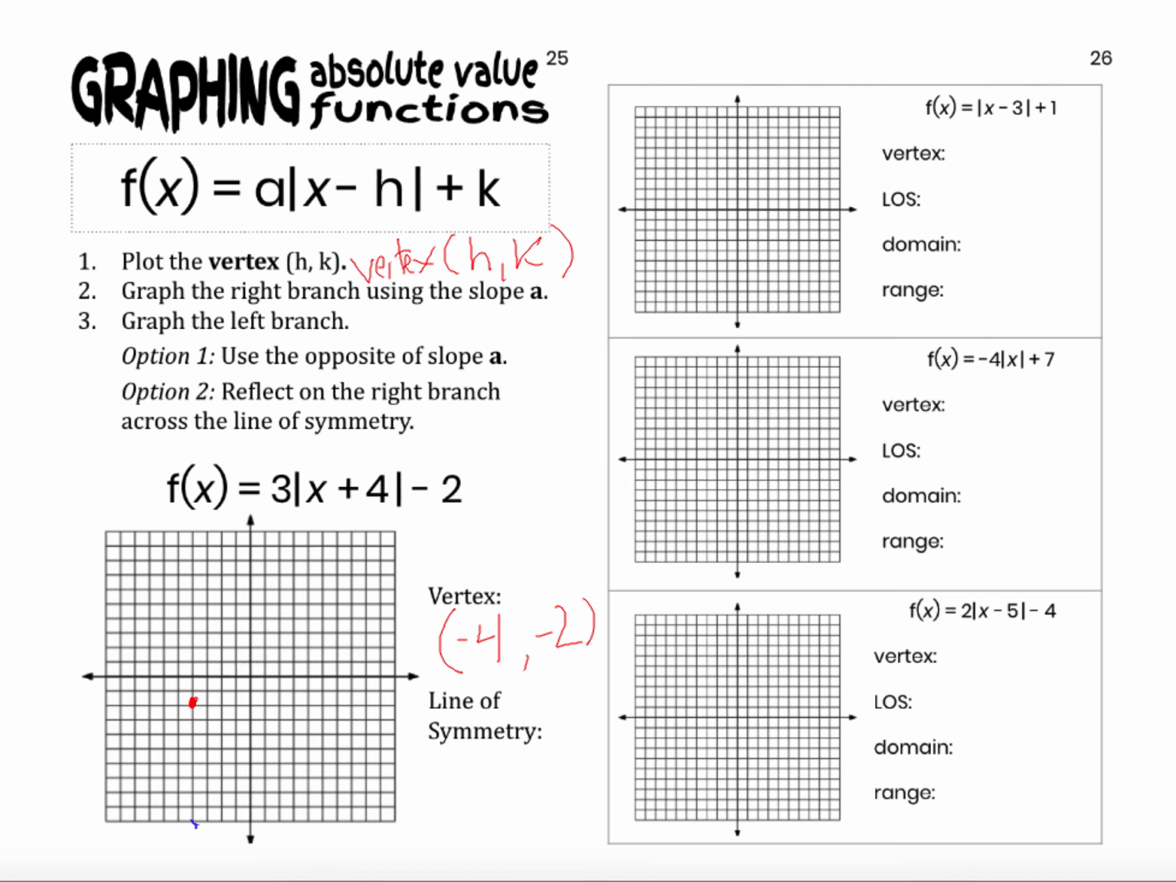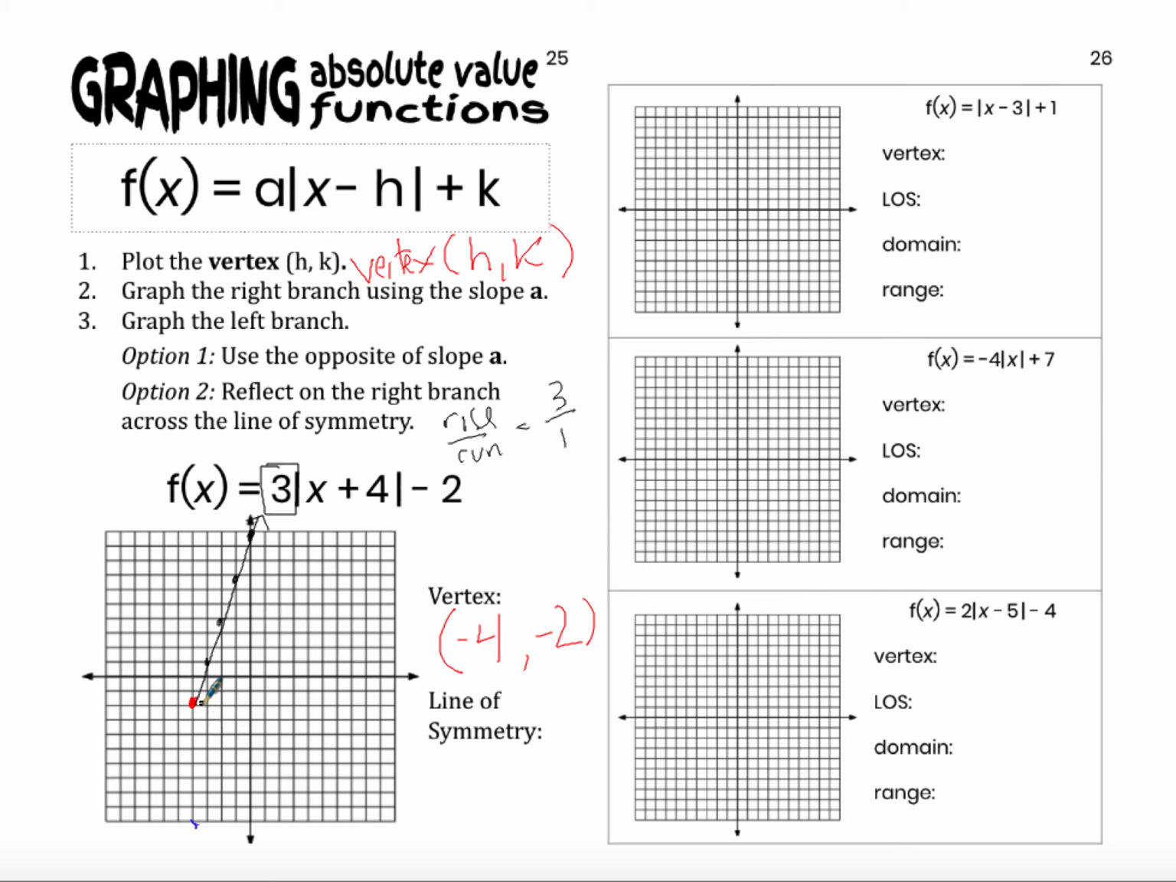The next step is to graph the right branch. I'm going to graph the right branch by plotting points using this number a, the number outside and to the left of the absolute value sign. So my slope is 3/1. When I have a whole number, my rise is 3, my run is 1. So up 1, 2, 3, over 1, and again, and again. So there is the right branch of my absolute value function. You would be using a straight edge, but that is hard to do on the computer screen.